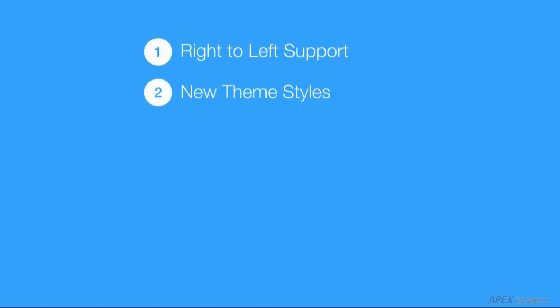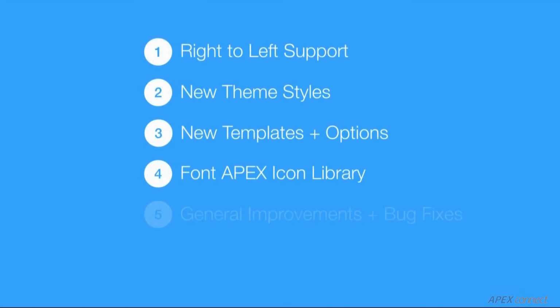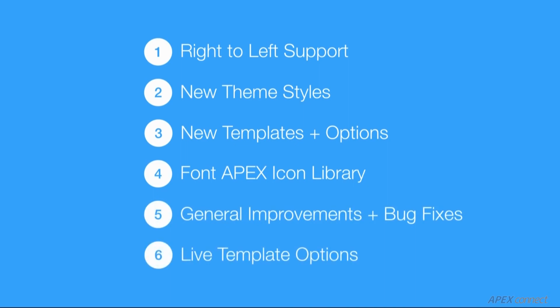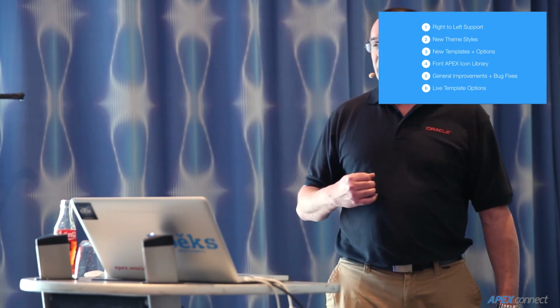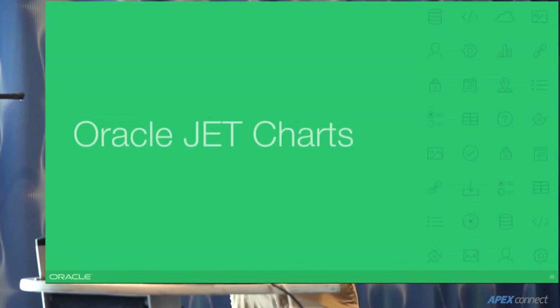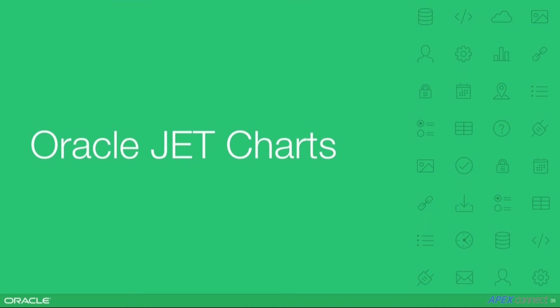So, right to left support, new theme styles, new templates and options. The live template options will be even more important because you'll have even more switches to turn on and off and play with. One of the things that I think is important as well is that you try and have consistency and that your screens have a level of cohesion between them, so you don't have every developer choosing very different options as they're going through.